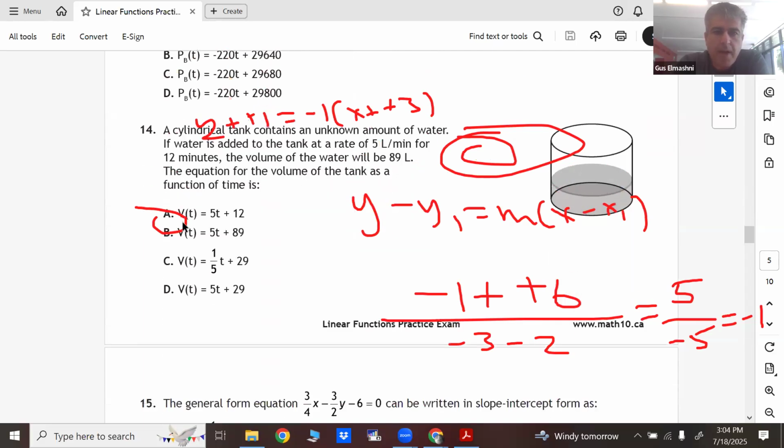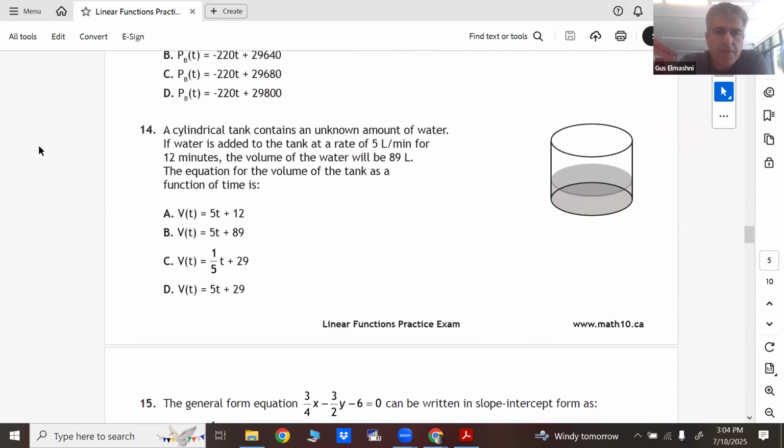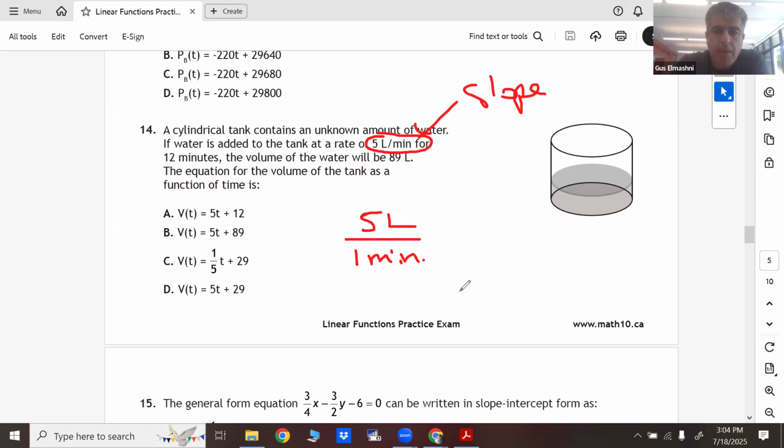Another word problem. So if you think about it, this is a rate. That's a ratio. So if you think about it, 5 liters for every 1 minute. So if I go up by a minute, I increase by 5 liters. So that's actually a slope, believe it or not. And we're letting y be volume and x be time. So you can do y equals 5x at least, or 5t.